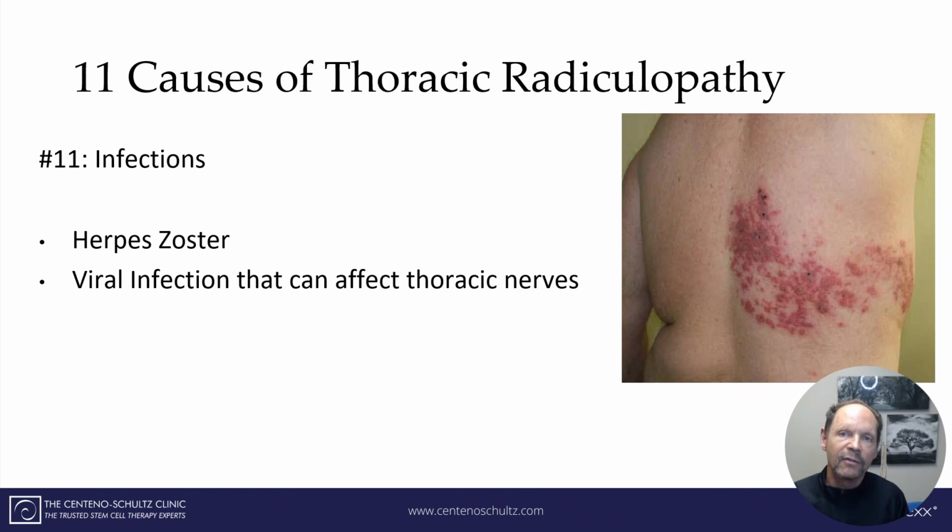Yes, that's right. Infections can cause a thoracic radiculopathy, and the most common cause is herpes zoster, and that's depicted here. It's a viral infection, and it can affect the thoracic nerves and keep you and your loved ones on the side. This is what it looks like. It is actually going along the path of the nerve. It's a very painful condition.